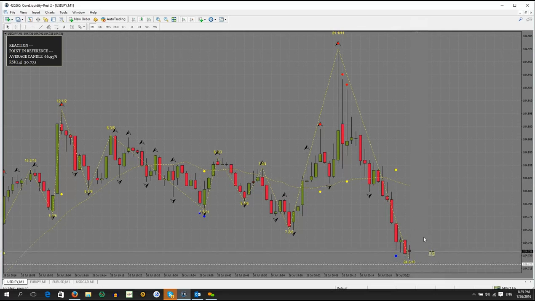A little break I want from that level. So get prepared to buy, guys. Get prepared to buy on USD Japanese yen. We will have a reaction.